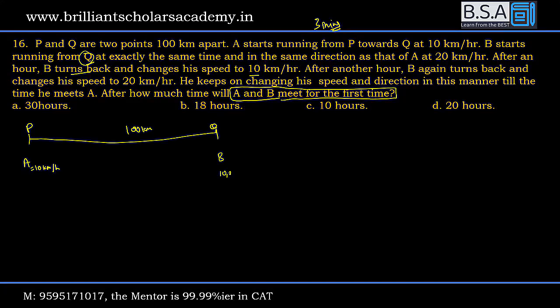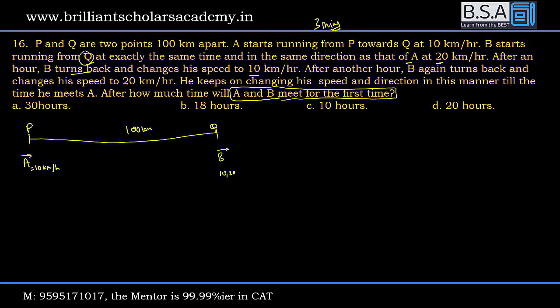Speed of 10, speed of 20, speed of 10, speed of 20. Listen to this. B starts from Q exactly the same time in the same direction as A, at 20 kmph. Now, how can the direction be the same? If the direction is same, B is running away.